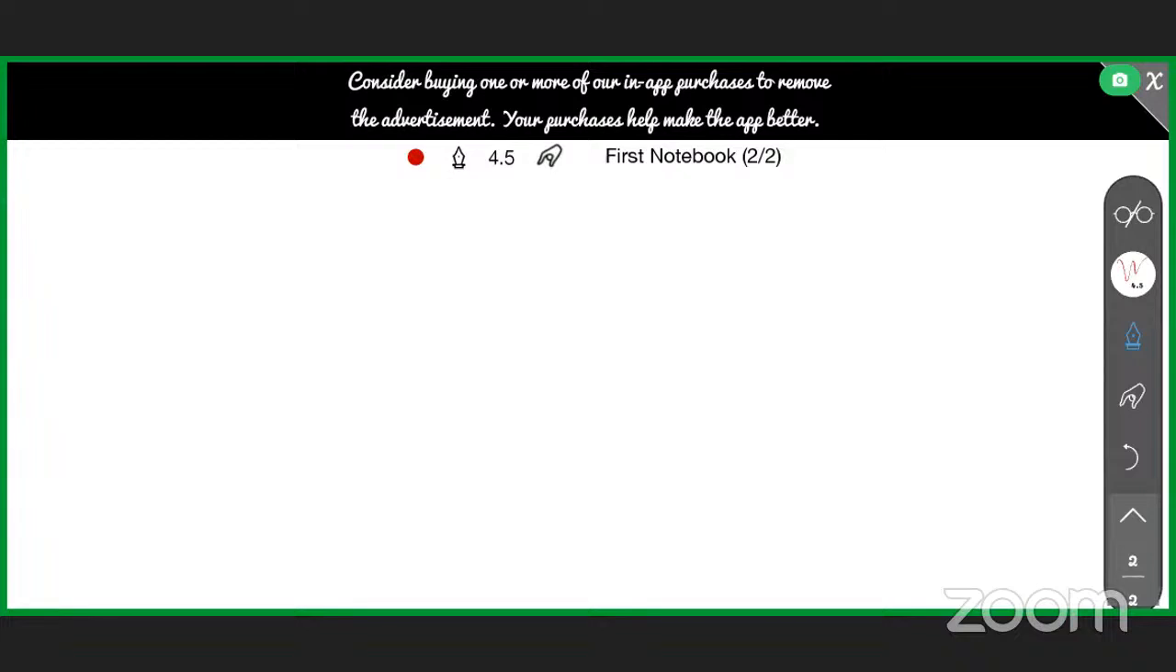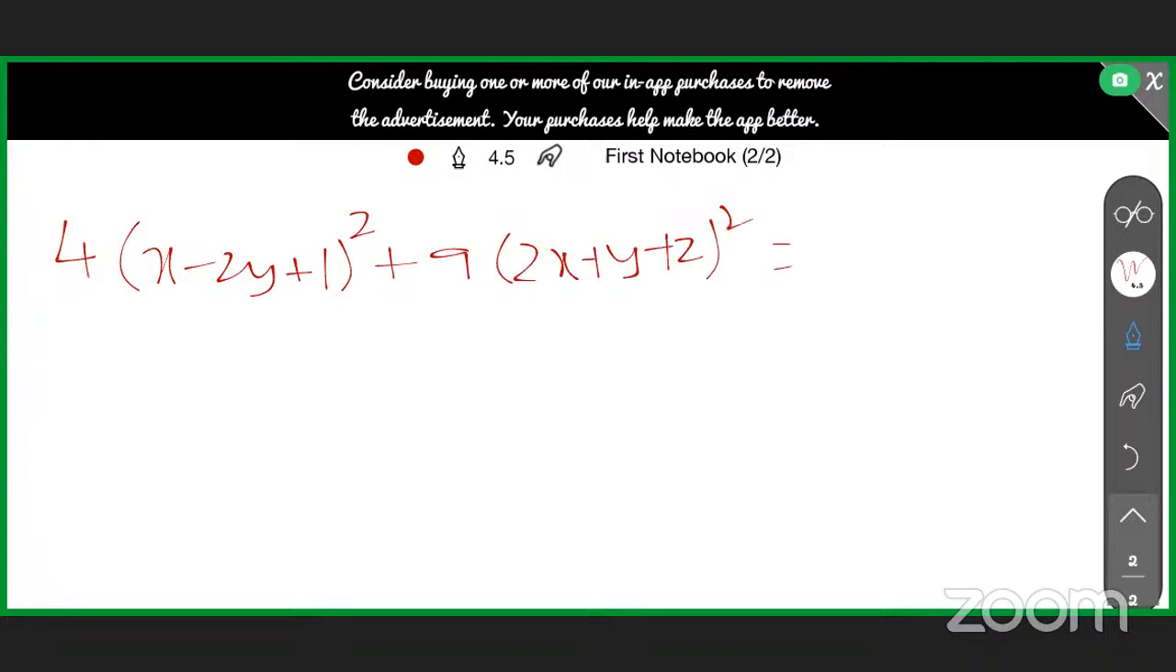The new equation of a particular curve is (x minus 2y plus 1) whole square plus 9 (2x plus y plus 2) whole square is equal to 25.